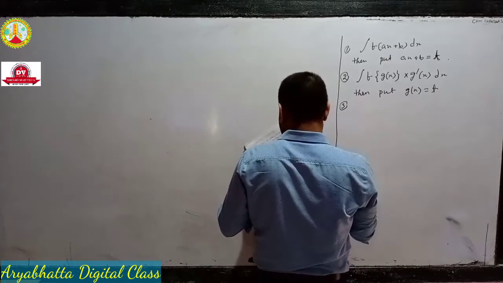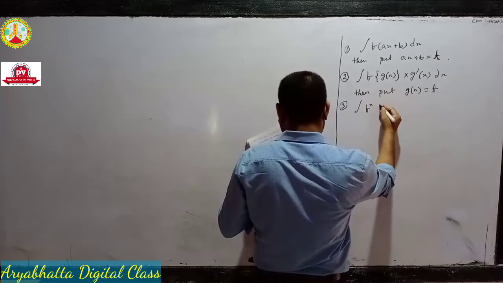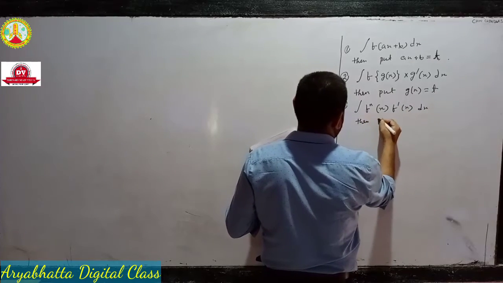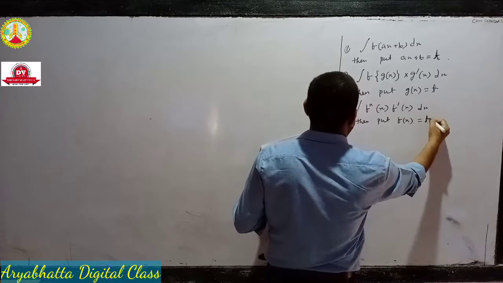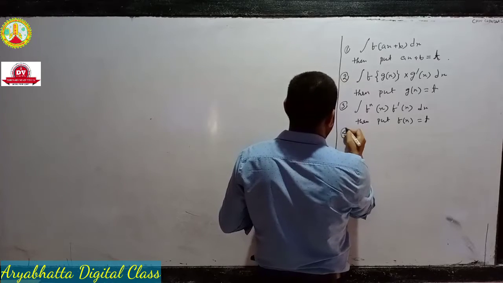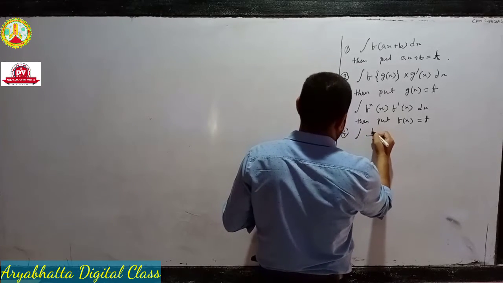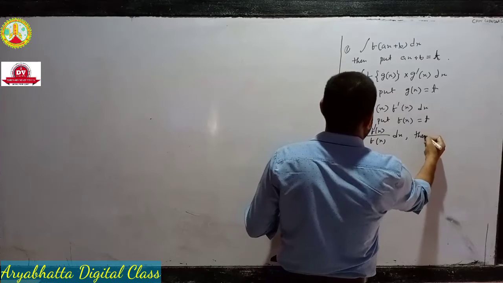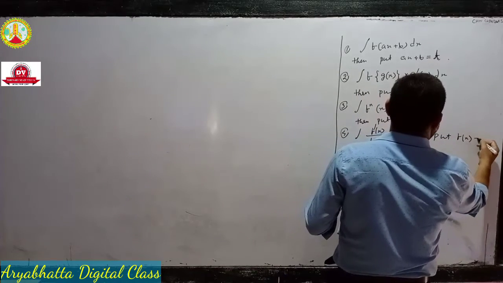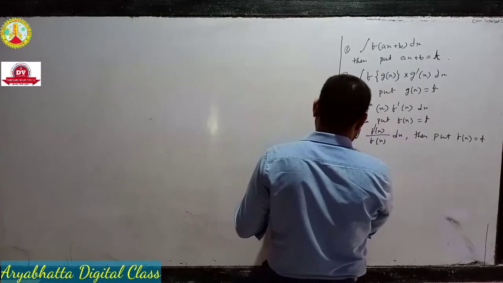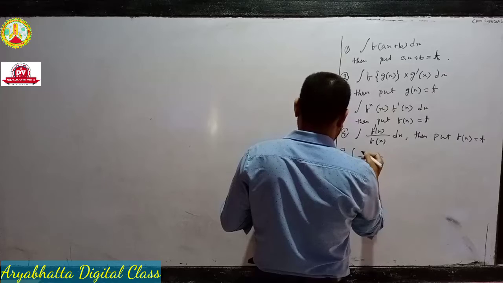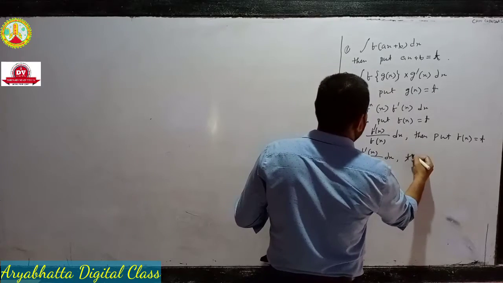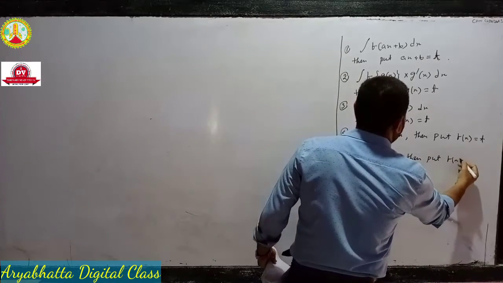Number 3, if the integration is of the form f to the power n of x into f dash x dx, then we put f of x is equal to t. Number 4, if the integration is of the form f dash x divided by f of x dx, then put f of x is equal to t. Next, number 5, integration of the form f dash x divided by square root f of x dx, then we put f of x is equal to t.